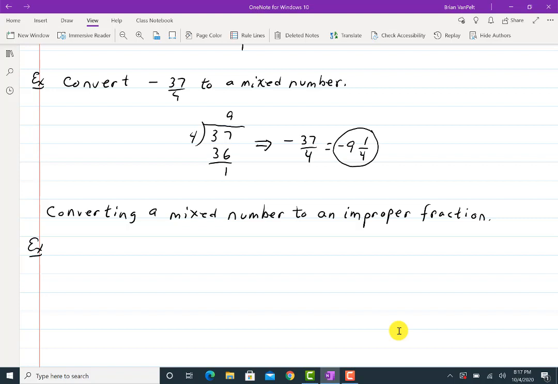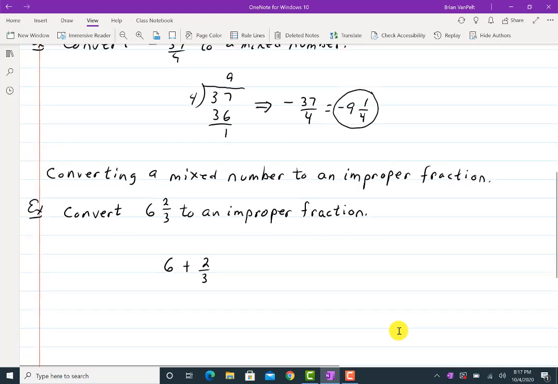So let's convert 6 2/3 to an improper fraction. So on the one hand, you know that you should get a fraction whose numerator is greater than the denominator. So the way this works is the following. You may not have known this, but 6 2/3 is the same as 6 plus 2/3. So that's the same thing as 6 2/3.